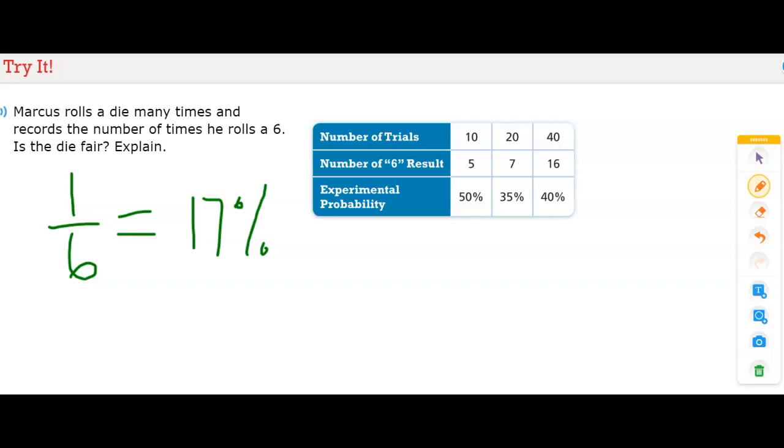But if you look at the experimental probability, as he continued to try this out and roll the die, the percentage kept decreasing, and it is decreasing away from the theoretical percentage, and it went down and then it went back up. So it seems that it won't be anywhere close to the theoretical percentage of how many times you would roll a 6. So to answer the question, is that die fair? No, that die is not fair.